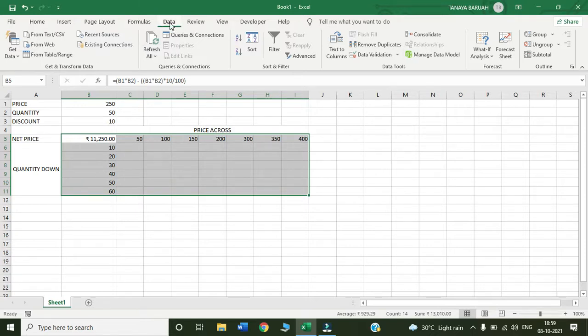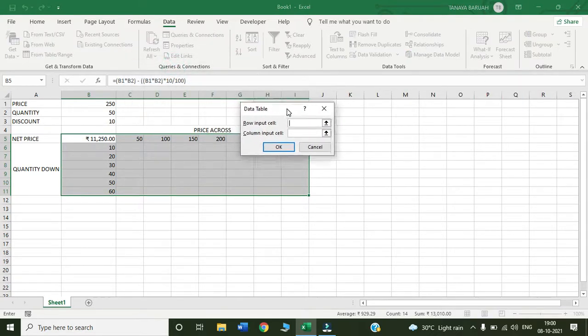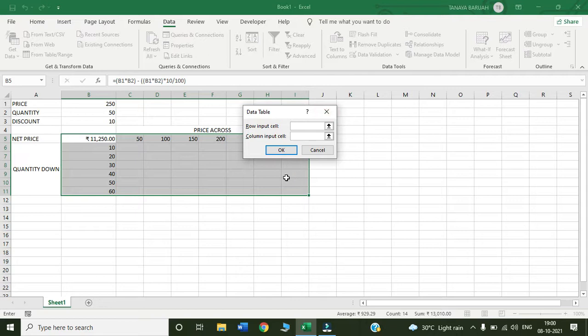After that, we go to the Data tab. From the Data tab, we go to What-If Analysis. Then we select Data Table. So here, as you can see, a small dialog box has appeared. What are the row input cells? These are the rows and these are the columns, as we know.